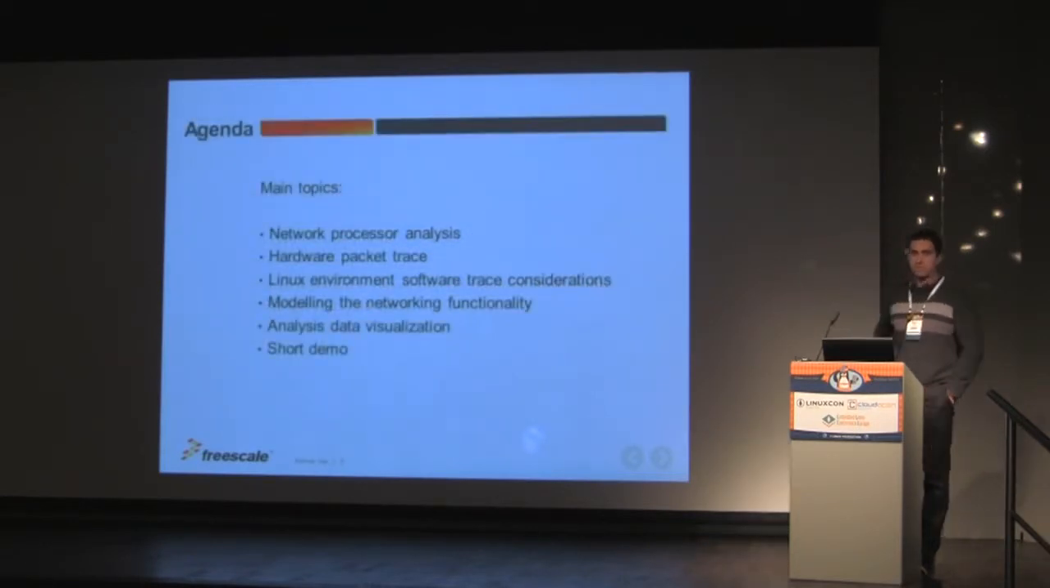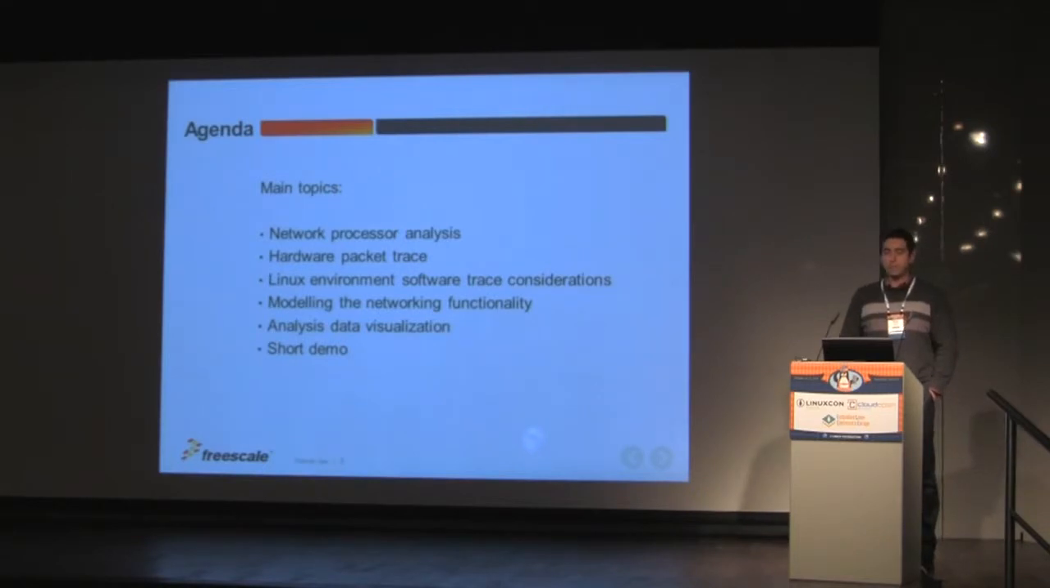These are the main topics that I want to talk about today. I'll talk a bit about what is a network processor and about why we want to analyze it in a way that's different from a generic Linux system. I want to talk a bit about the hardware trace support that is sometimes necessary to analyze these network processors. I'll talk about the software trace and how we are going to model and visualize this data that we're going to get from all these various sources. And if we have time at the end of the presentation, I'll try to do a quick demo of the tool that we have today.